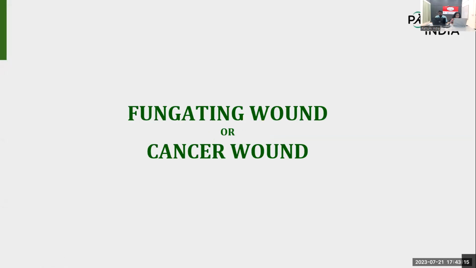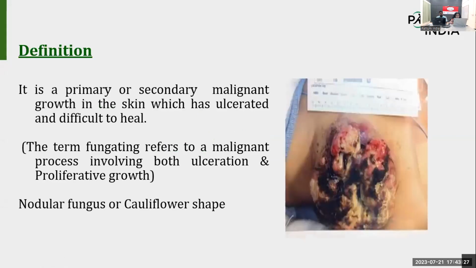So I hope you all understood about the pressure sore. Now we are moving to the second type of wound, the fungating wound or cancer wound. This is a picture of a fungating wound. Actually, it's a primary or secondary malignant growth in the skin, which has ulcerated and is difficult to heal. It's a non-healing ulcer.